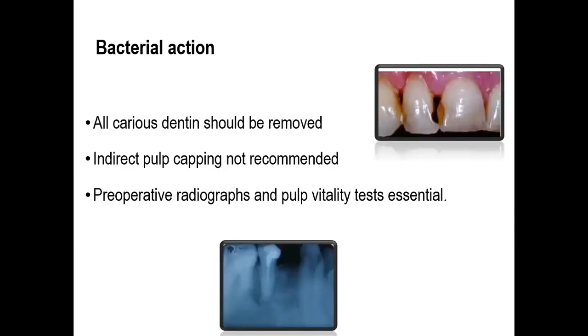Bacterial action. All caries dentine must be removed before placement of a restoration. Always remember this. There should not be any caries dentine. And indirect pulp capping is contraindicated because there might be a chance of failure at a later stage, which will put us into a situation of redoing this expensive treatment. So always avoid indirect pulp capping before we go for a fixed prosthesis.